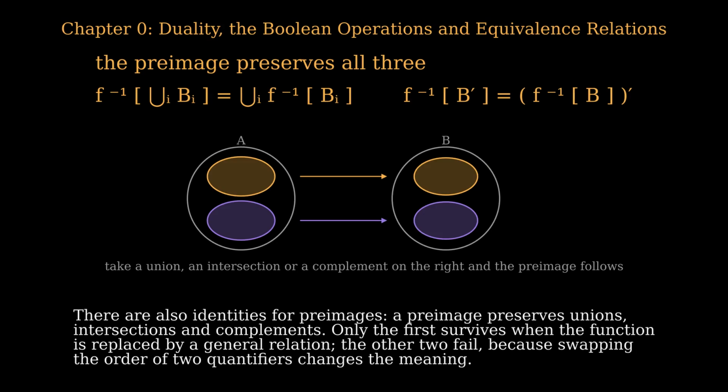There are also identities for preimages. A preimage preserves unions, intersections, and complements. Only the first survives when the function is replaced by a general relation. The other two fail, because swapping the order of two quantifiers changes the meaning.